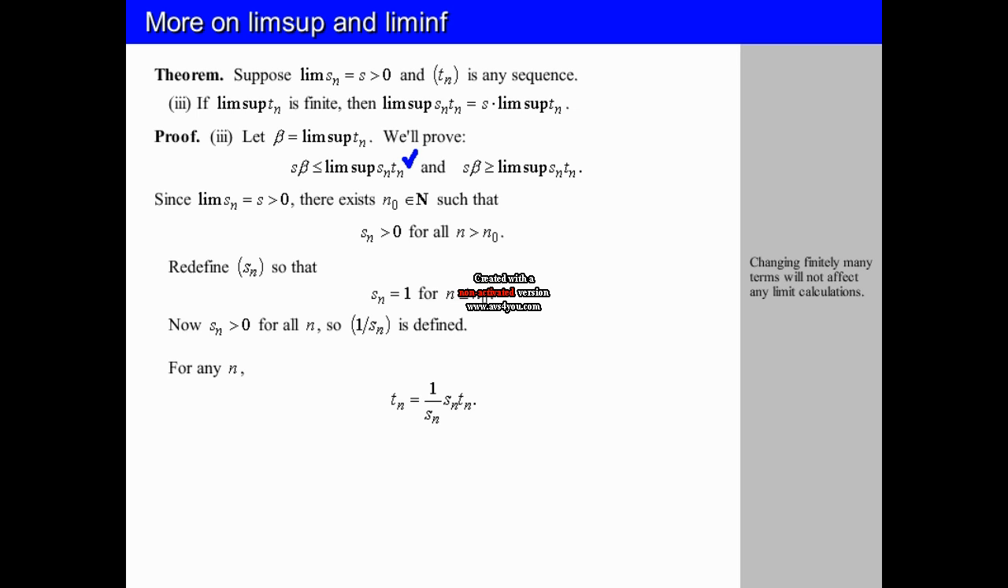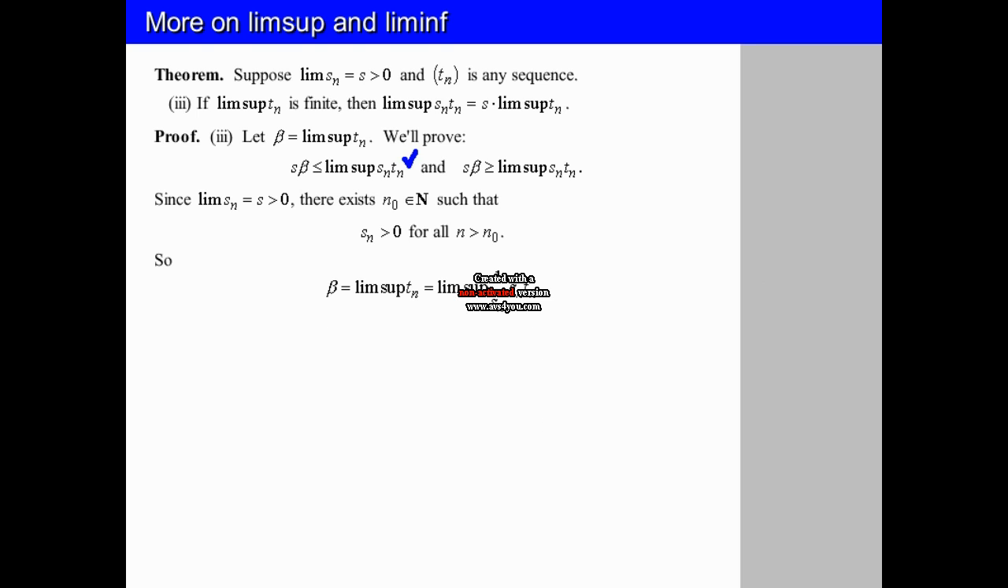Certainly for any n, Tn equals 1 over Sn times Sn times Tn. So beta, which is the lim sup of Tn, is also lim sup of 1 over Sn times Sn Tn. The sequence 1 over Sn converges to 1 over S, which is positive.